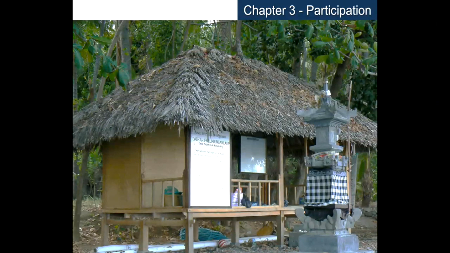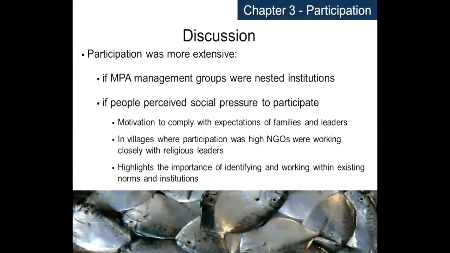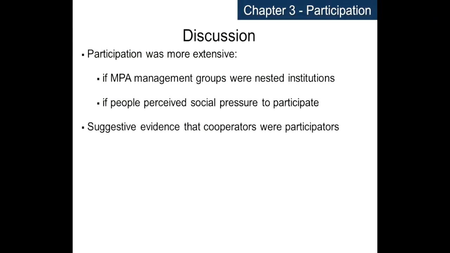Given that nature is quite revered in Hinduism, it's quite likely that a lot of the existing religious norms are fairly conducive to marine management in this area. So this highlights the importance of identifying and working within existing norms and institutions. And lastly, I found that there was suggestive evidence that people who were cooperators were participators.